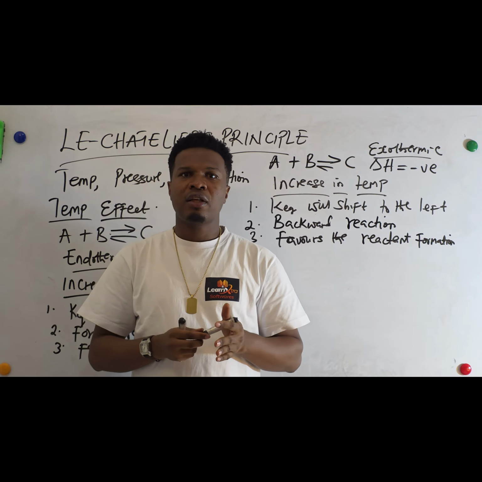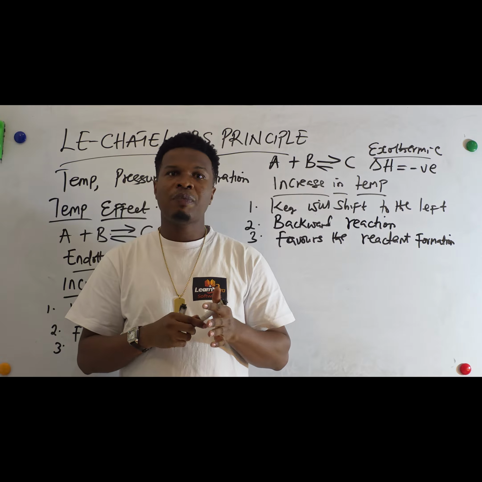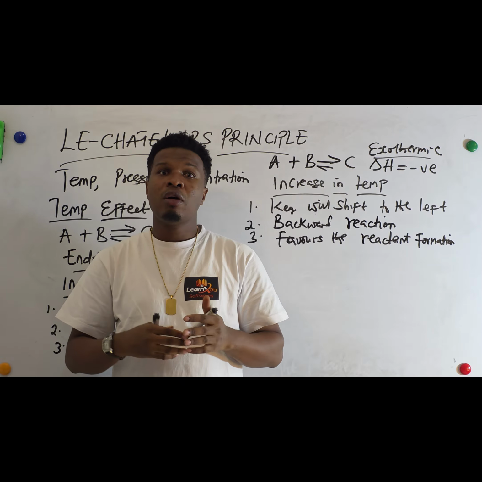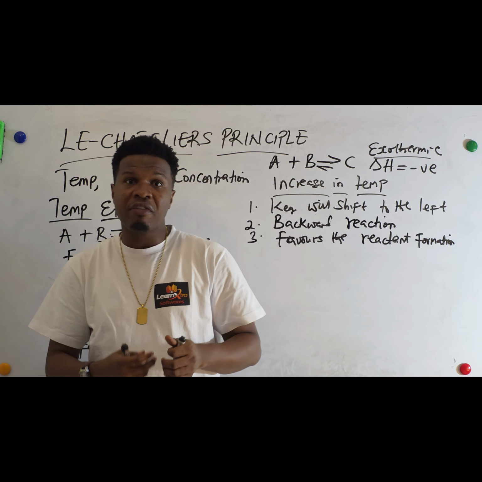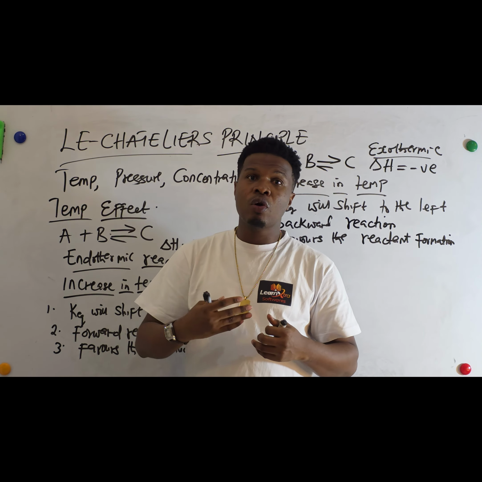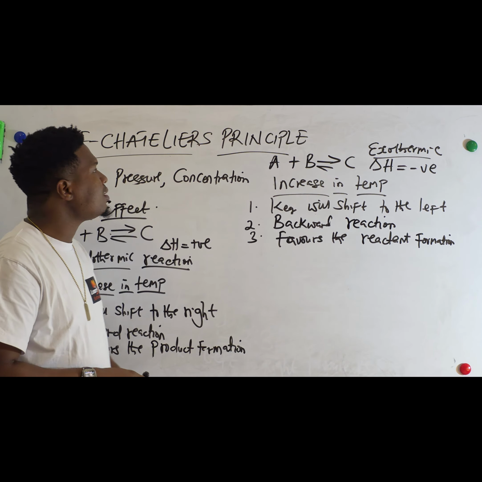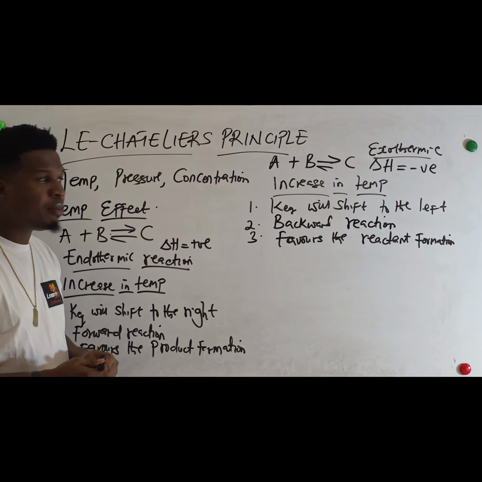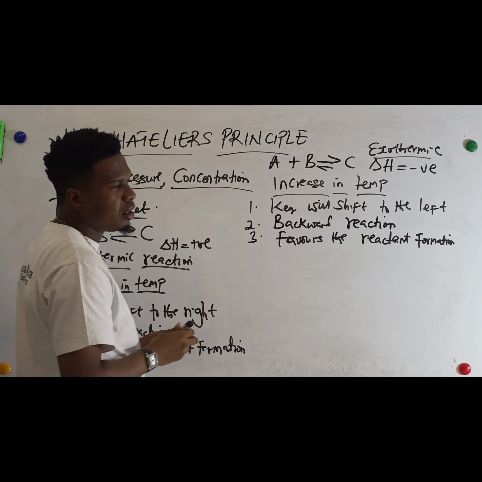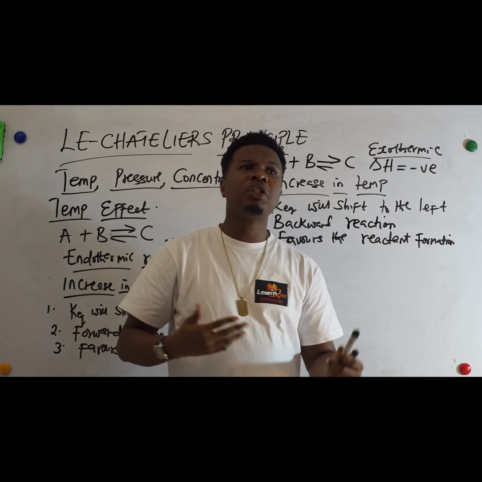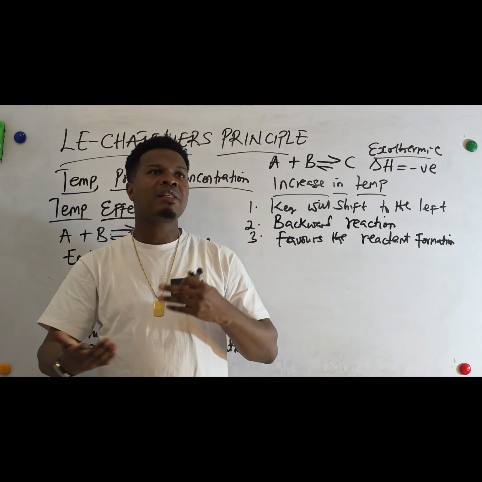So this is an important principle that helps us to calculate, predict, or ascertain the equilibrium constant of every reaction, and also to know the yield of that reaction. Now, those three factors that can affect a system in equilibrium include temperature, pressure, and what? Concentration. So how does temperature affect a system in equilibrium?